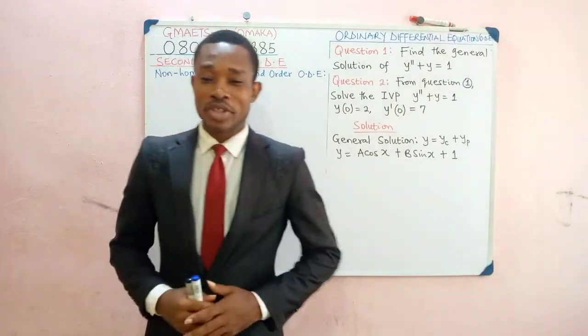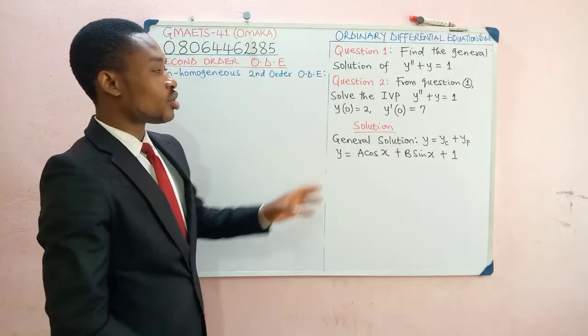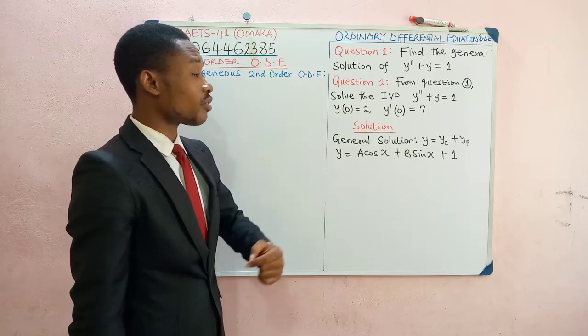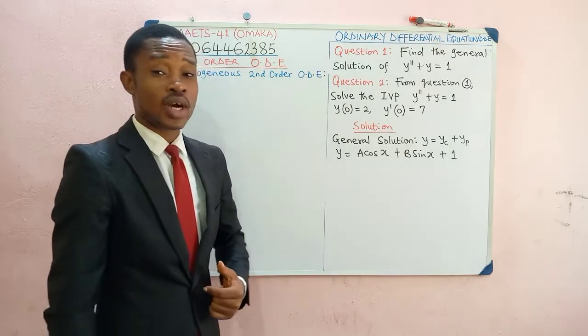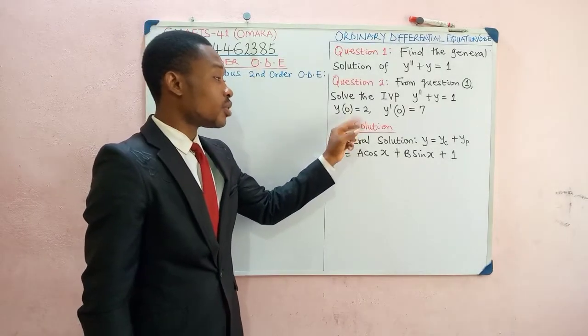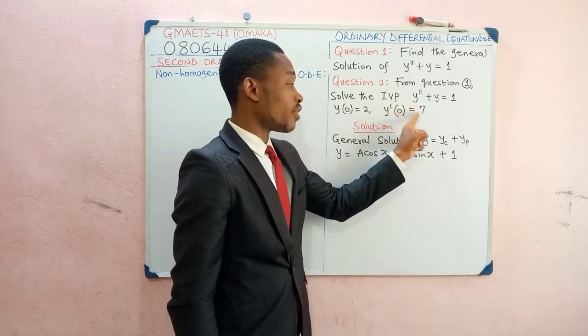You are welcome from the short break. At this point in this video, we now want to look at the second part of this question. We're told from question 1, we should solve the IVP y prime prime plus y equal to 1. Given that y at x equal to 0, give us 2. And given that y prime at x equal to 0, give us 7.